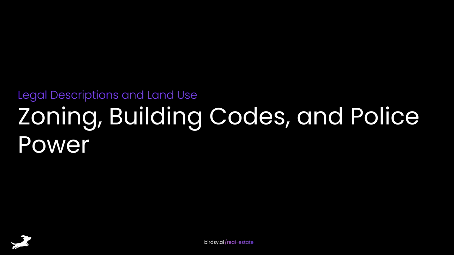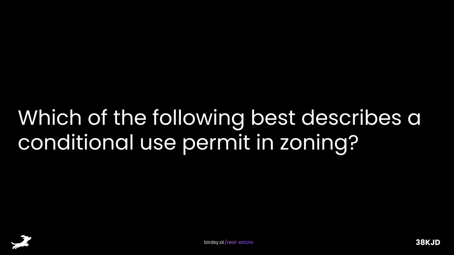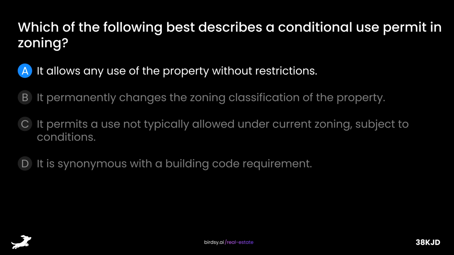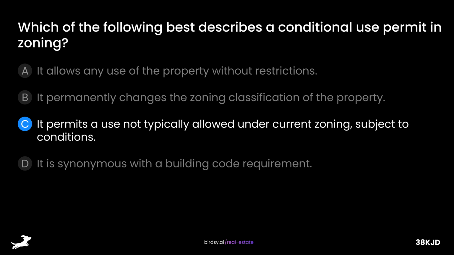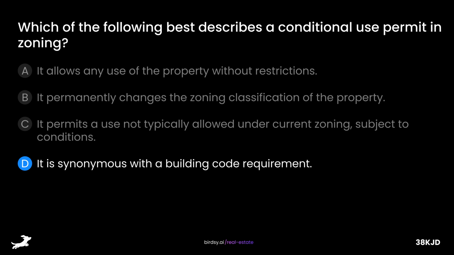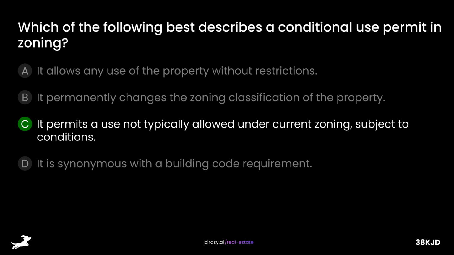Zoning, building codes, and police power. Which of the following best describes a conditional use permit in zoning? Is it A, it allows any use of the property without restrictions, B, it permanently changes the zoning classification of the property, C, it permits a use not typically allowed under current zoning, subject to conditions, or D, it is synonymous with a building code requirement? The answer is C, it permits a use not typically allowed under current zoning, subject to conditions.